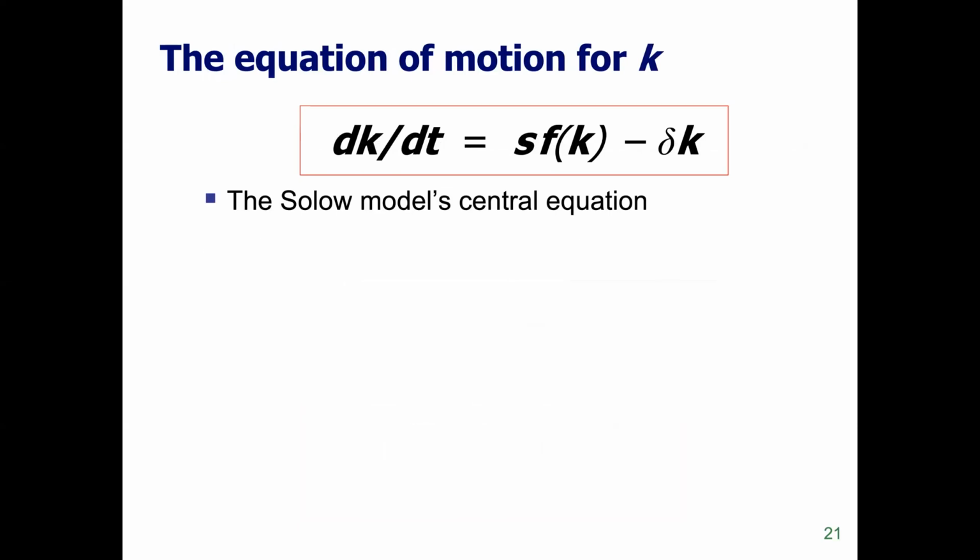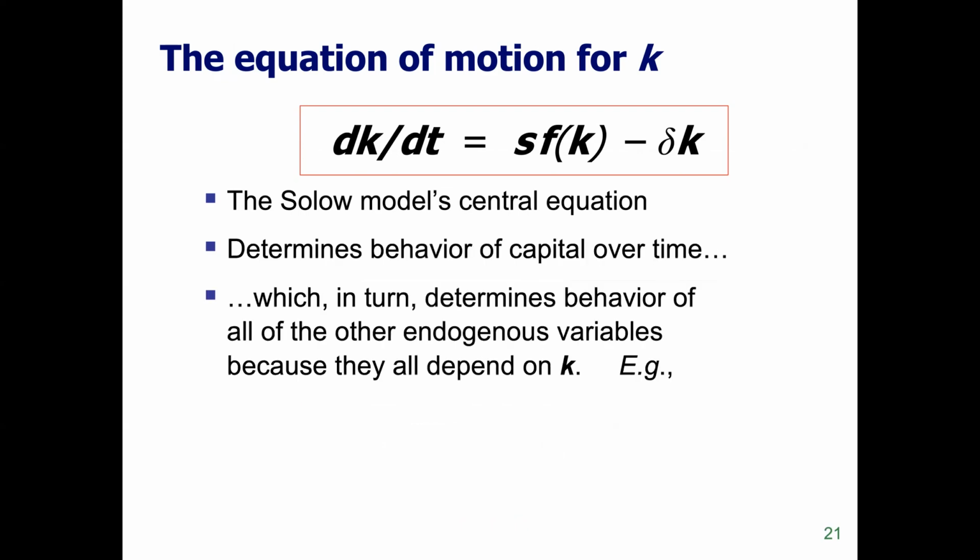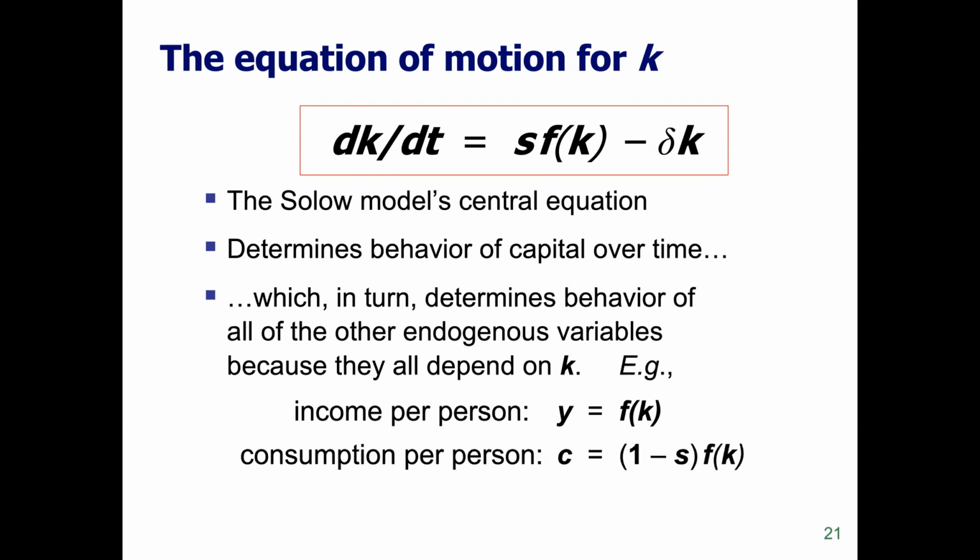So, you know, that is a very important equation. It's the central equation of the Solow model, determining the behavior of capital over time, which in turn determines the behavior of everything else because all the other endogenous variables depend on k. For example, income per person is f of k, consumption per person is 1 minus s times f of k.